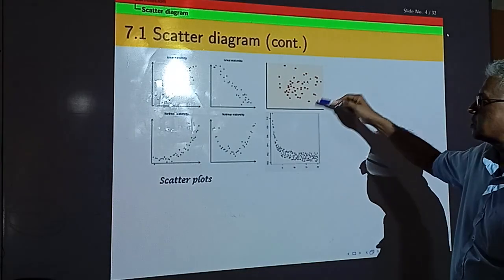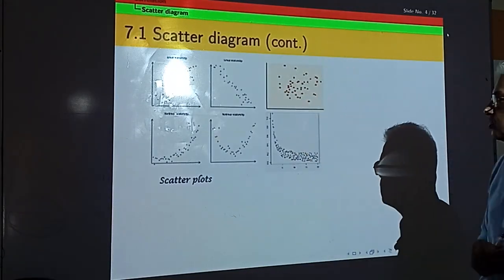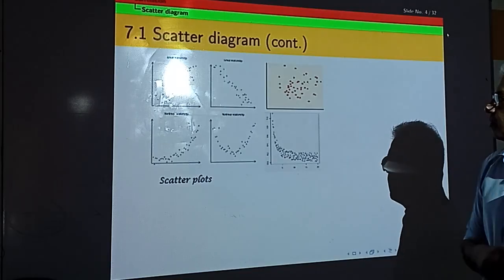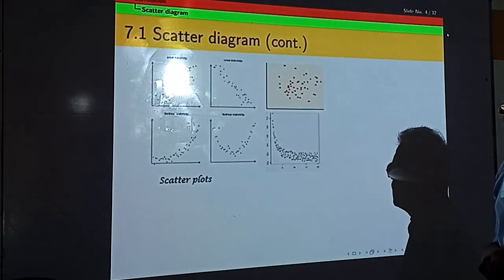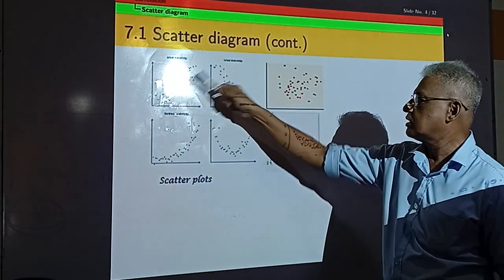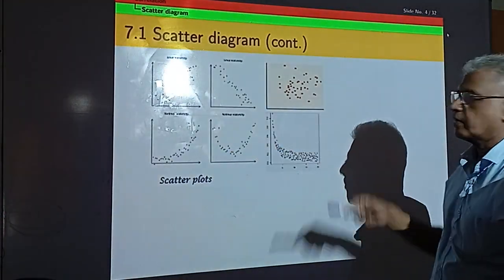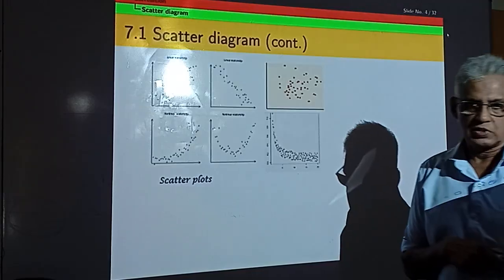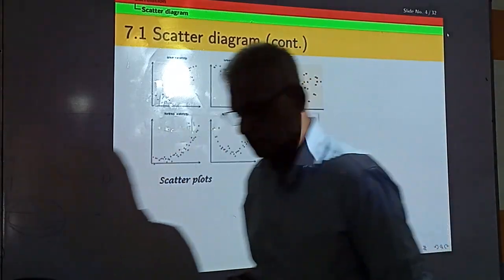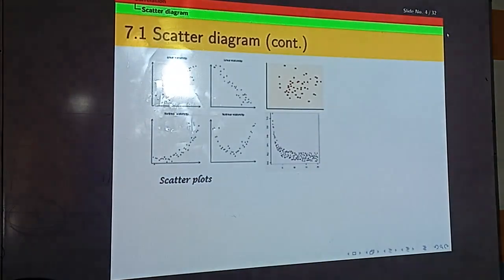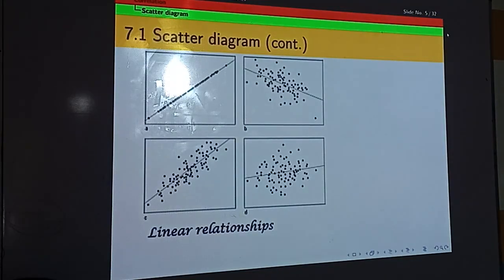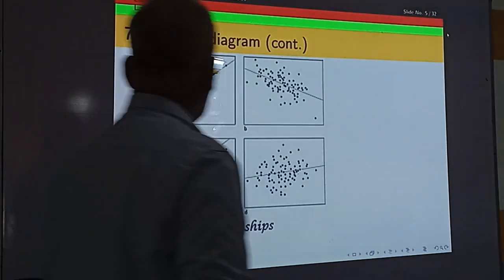In this one, there is no relationship here. This picture shows there is no relationship. But all the others have some kind of relationship. These two can be considered as linear relationships. These are all some kind of non-linear relationships. And if you consider the linear relationships, all these are kind of linear relationships.